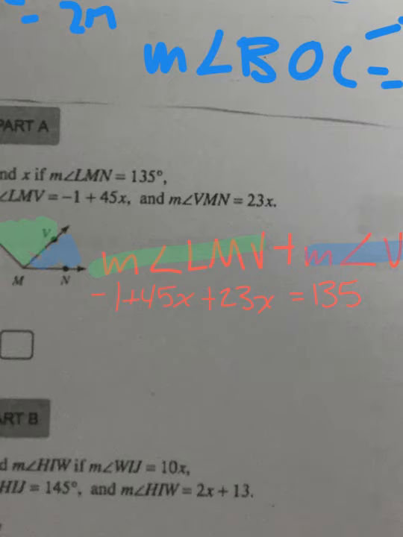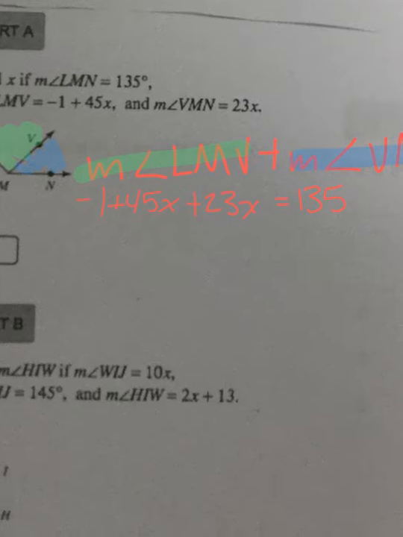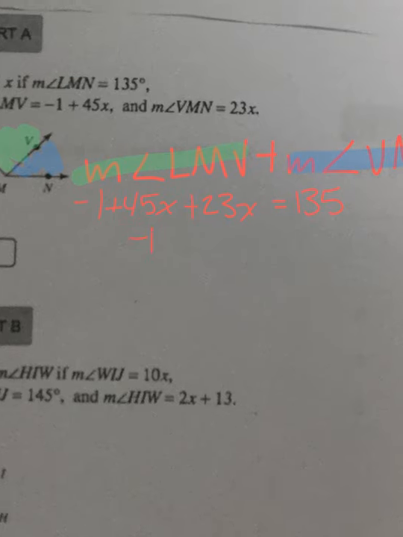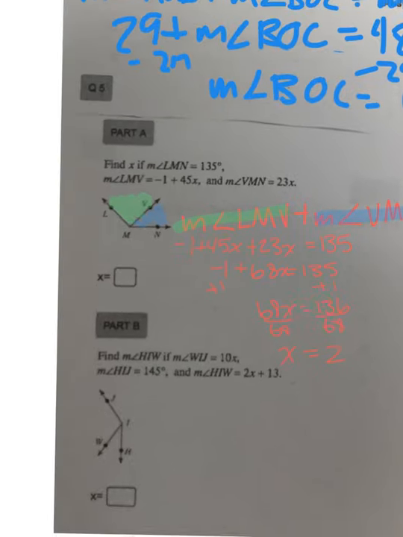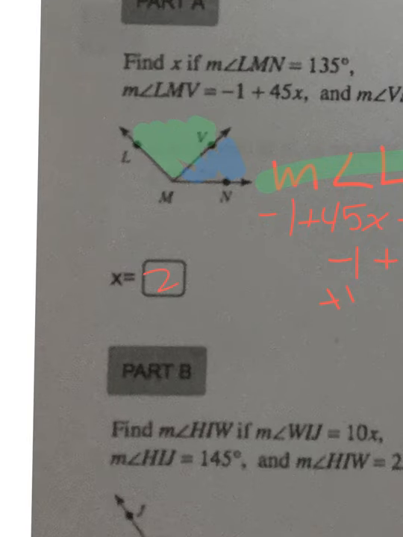You said what now? Oh, yeah. So you got -1 plus 68x equals 135. You didn't add the 68x, yeah. Then you add 1 on both sides, and you see the 68x equals 136. Divide by 68. And x equals 2. Okay. So here, x is equal to 2.